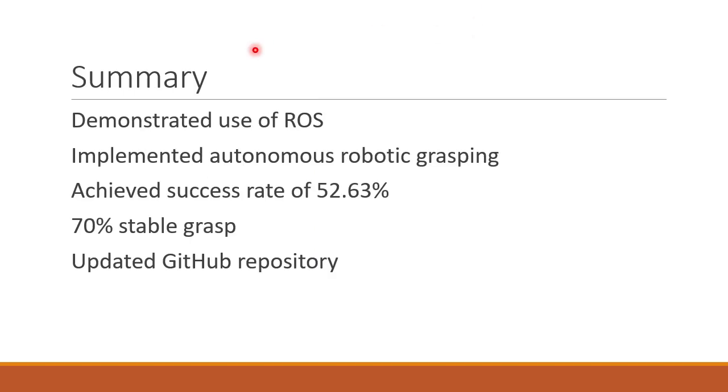To summarize, through this project work, I have demonstrated use of Robot Operating System. I have used it to implement autonomous robotic grasping. The system has achieved a grasping success rate of 52.63%, out of which 70% of grasps have been established as stable grasps. Following all this, I've updated the GitHub repository for this project work.